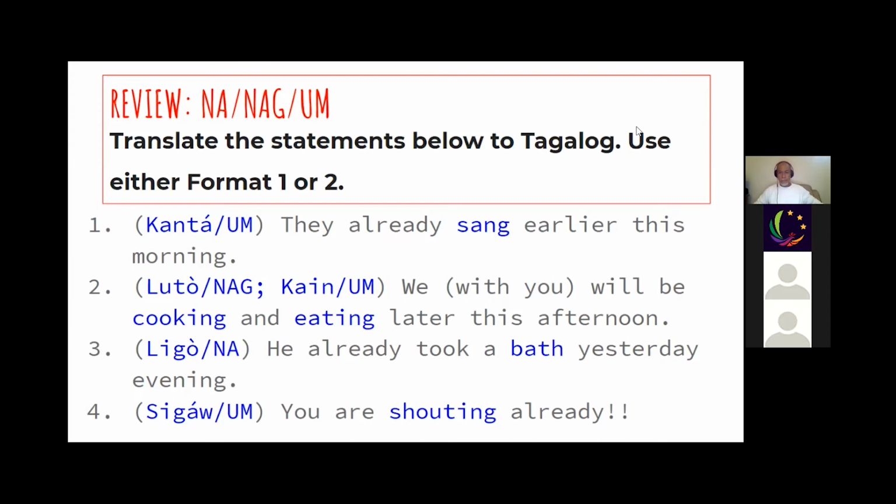I'm still looking up the times. I'm not comfortable with the times yet. Oh, okay, okay. Yesterday evening, yes. So what is the word for yesterday? Kahapon. Kahapon, right? Because it ends with a consonant, your connective would be nang. Ng gabi. Very good. Yes, very good. So he already took a bath yesterday evening.